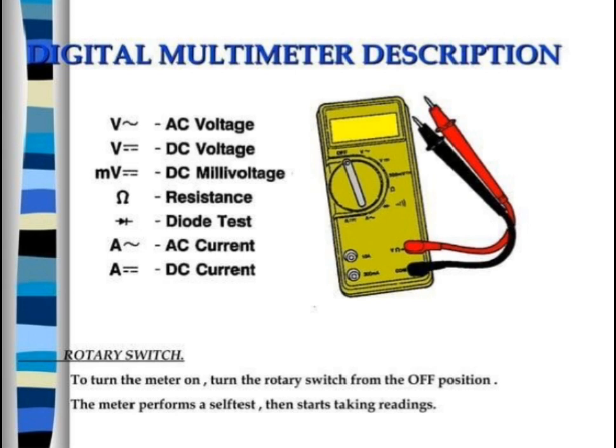To turn the meter on, turn the rotary switch from the off position. The meter performs a self-test to start taking readings.